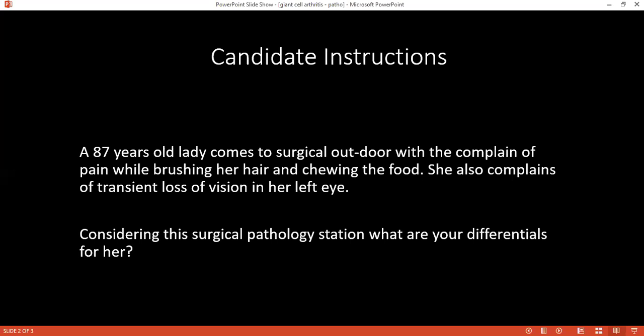In case of giant cell arteritis, which vessels are involved? Usually the extracranial part of the external carotid artery, medium and large size vessels like the temporal artery and lingual artery maybe. Also the internal carotid artery, like the ophthalmic artery. I couldn't remember what else.